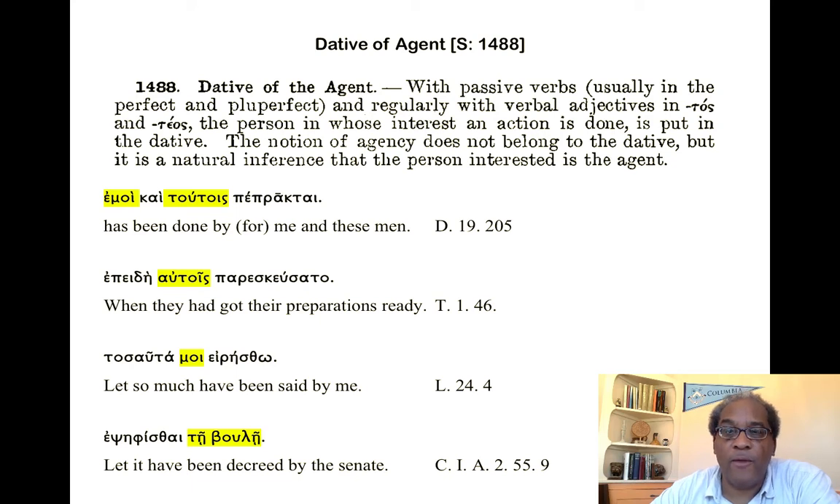Now, the other thing you have to understand to see how these work is this notion of the dative of agent. So the general rule, with passive verbs, usually in the perfect or pluperfect, and regularly with verbal adjectives in tos and teos, the person in whose interest an action is done is put in the dative. The notion of agency does not belong to the dative, but it is a natural inference that the person interested is the agent. So I'll read that again.